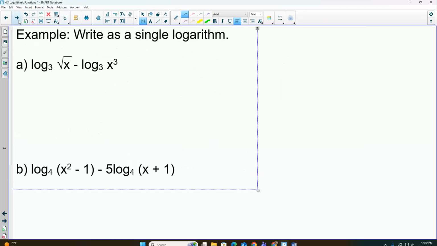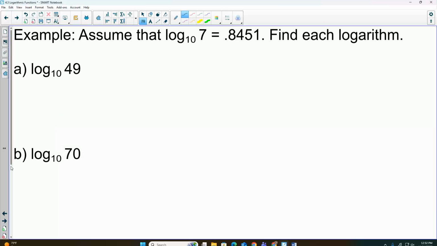This one is going to ask us to use a given fact to evaluate the logarithm. Okay, so I'm not just asking you to plug this in your calculator, I'm asking you to use the decimal that I gave you. So if I were putting something like this on a test or quiz, you would have to show me enough work that I knew you were actually using your property, not just plugging it in your calculator. So we have to write something down. The fact that we are given is log base 10 of 7 is equal to 0.8451. So if I'm asking you to use that to evaluate log base 10 of 49, do you guys have any suggestions?